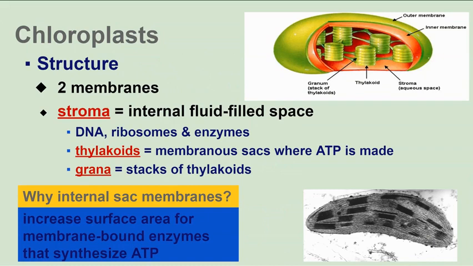And just like the mitochondria, the reason they have these internal sac-like membranes and have them stacked up like that is for the purposes of increasing the surface area for those membrane-bound enzymes. And so you've got more surface area on those membranes to run more reactions.